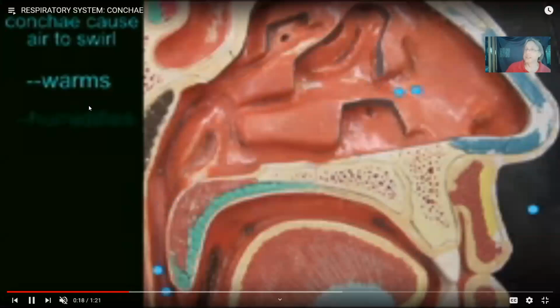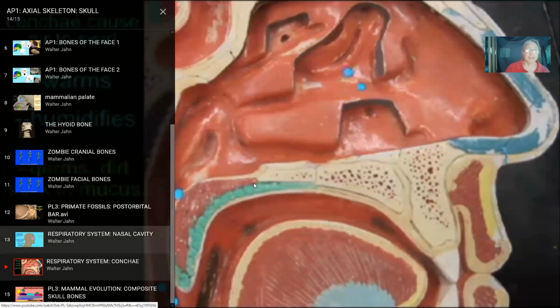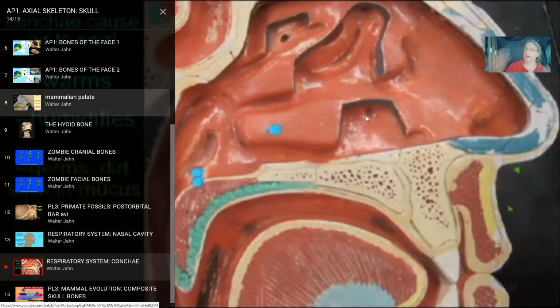to moisten if it's dry, to warm if it's cold, and then germs, dust, etc. can adhere to mucus and be swept towards the throat, where they can be swallowed into the stomach, instead of reaching then the very delicate tissue of the lungs.